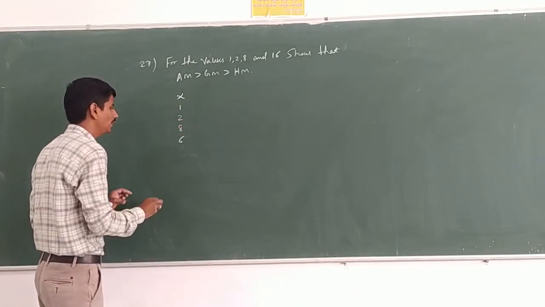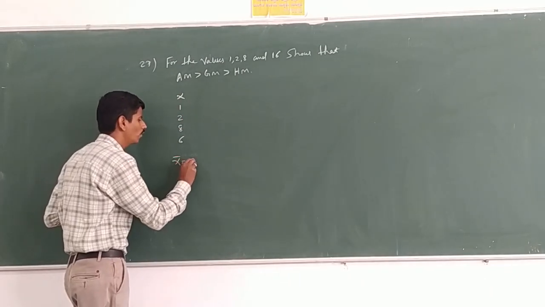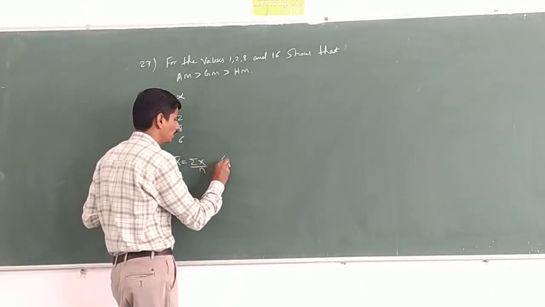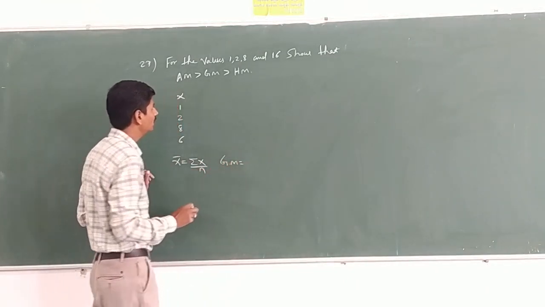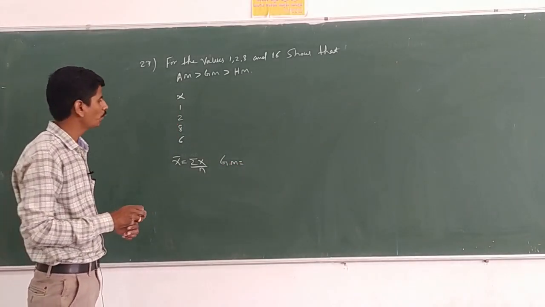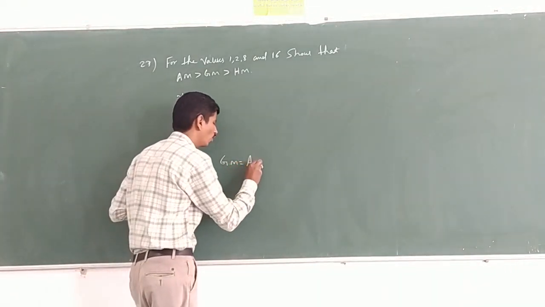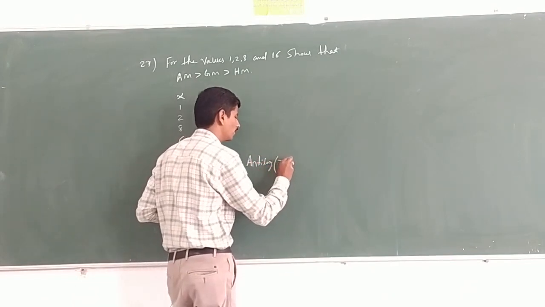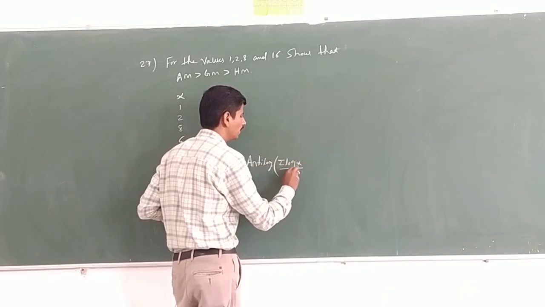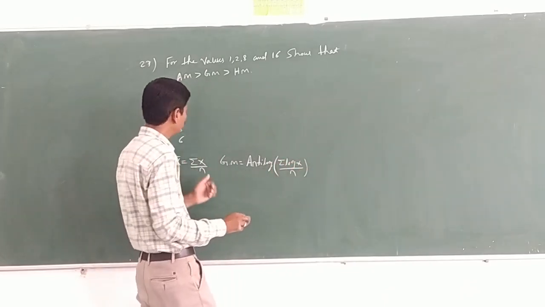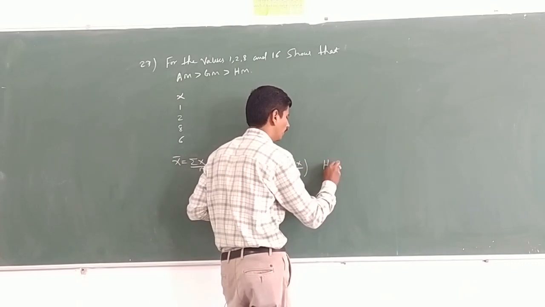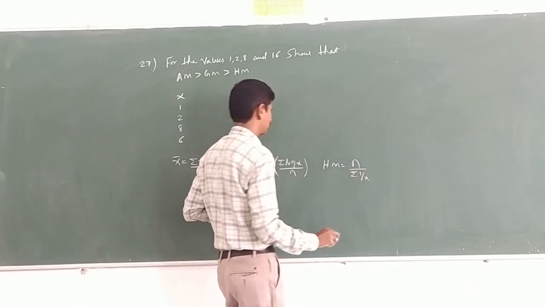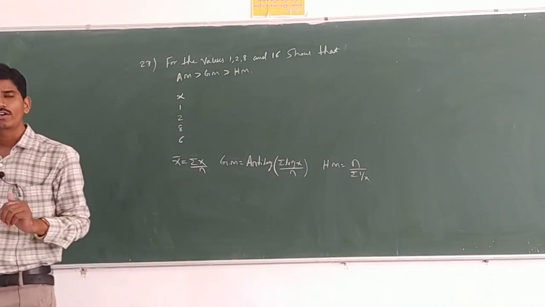Here we have to calculate x bar value. X bar equal to what? Sum of x by n. The next GM. GM equal to what? Which formula you have to apply? Here the data are of ungrouped type. Then GM equal to antilog of sum of log x by n. The next harmonic mean formula: HM equal to n divided by sum of 1 by x.